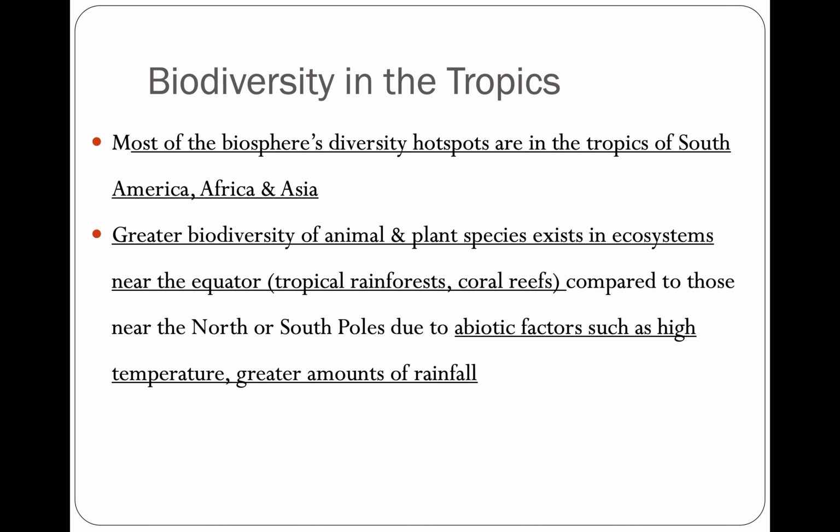So they've been protected. And then the tropics, like we mentioned: most of the diversity is in the tropics of South America, Africa, and Asia. There's greater biodiversity of animal and plant species in ecosystems near the equator because they tend to be tropical rainforests, or maybe even coral reefs for the aquatic ecosystems, compared to those near the north or south poles, due to abiotic factors such as high temperature and greater amounts of rainfall.